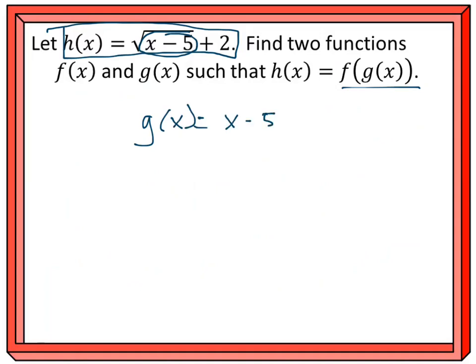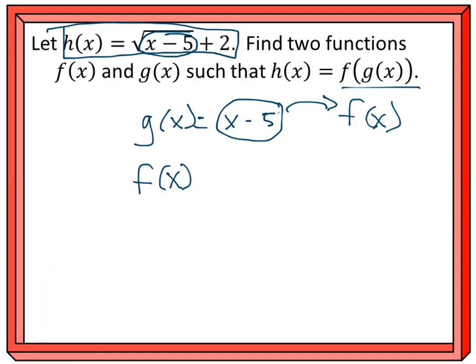X minus 5. Now, if I take this and I stick it into f of x, what does f of x have to be so that I get the original function h of x? F of x needs to be the square root of x plus 2. Now, if I take x minus 5 and I stick it in for x right there, I get the original function h of x. So there are my two functions that I just decomposed h into.